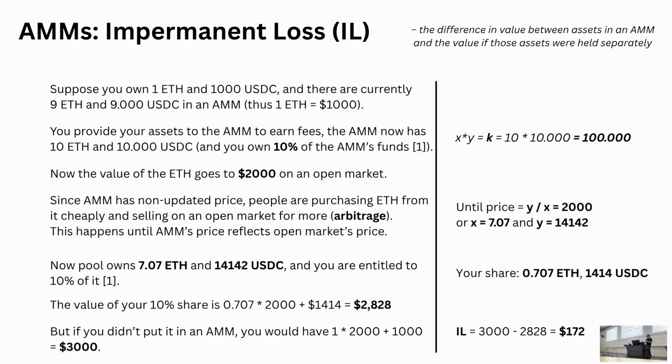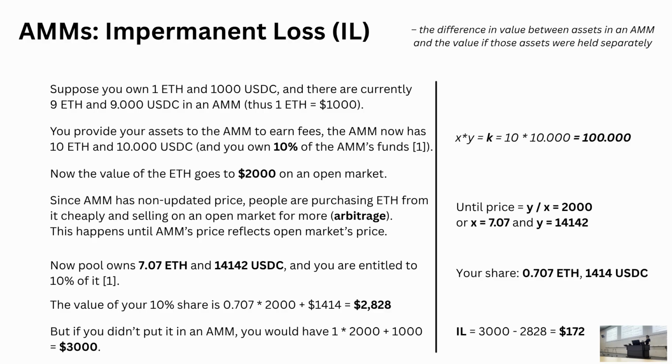So after that happened, after arbitrageurs bought from you and sold to the centralized exchange, now the pool owns those quantities, 7.07 ETH and 14K of USDC. And you are still entitled to 10% of it because you supplied initially 10% of value. So your share of this pool is 0.707 ETH and 1,400 USDC.